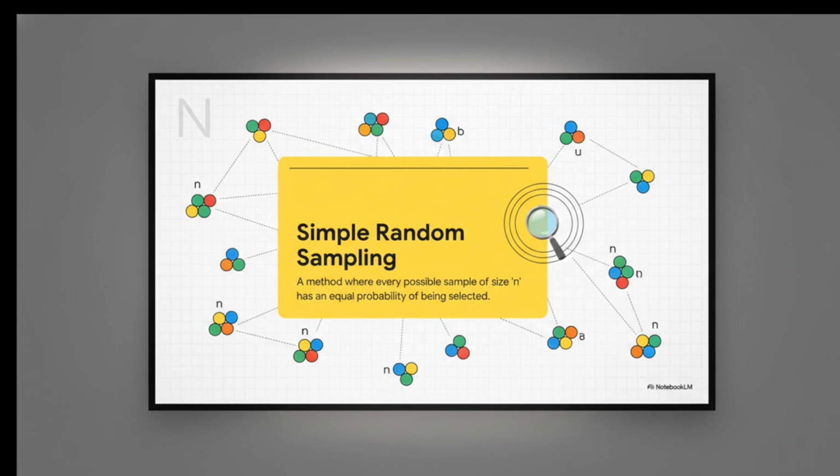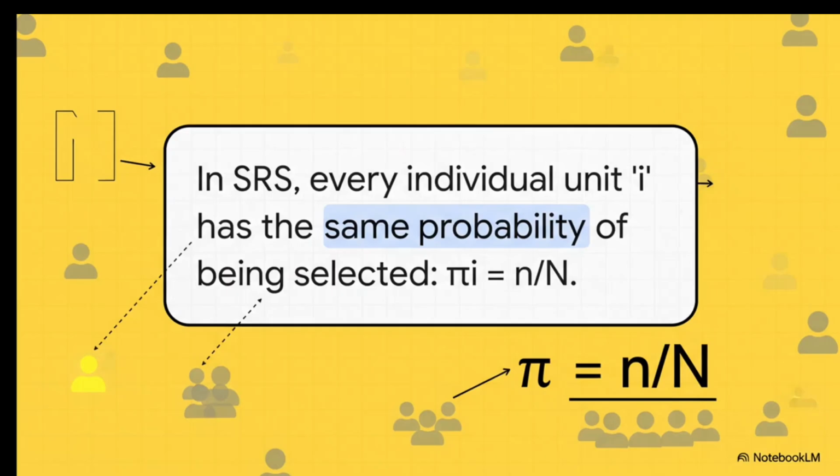Think of it like the ultimate fairest lottery draw. Now, a really important consequence of this is that the probability of any single person or item ending up in your sample is just your sample size, n, divided by your population size, N. It's that simple. This little ratio is really the cornerstone of what makes this whole method fair.